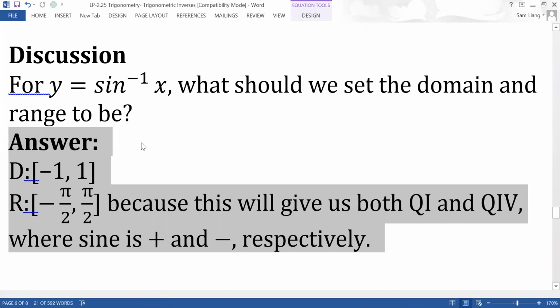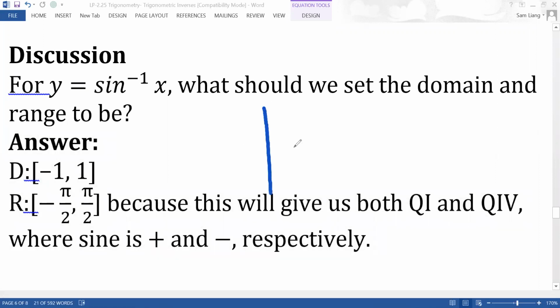Okay. All right, and then for the range, we have -90 to 90, or negative pi over 2 to pi over 2, because this will give us both quadrant 1 and quadrant 4, where sine is positive and negative respectively. Okay, so I'll draw that here. So that will look like this. Quadrant 1 is here, where sine is positive, and then quadrant 4, sine is negative. So this will give us possible angles, both negative and positive angles. Sine, as we know, can be both positive and negative, so we need to account for that.